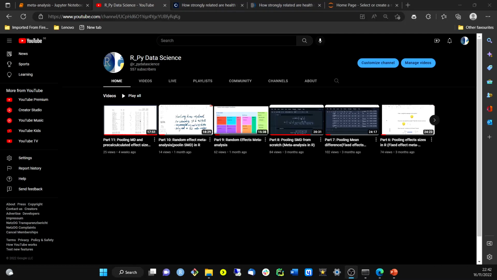Hi everyone, so let's continue from where we stopped last time. Last time we have seen pooling mean difference and also pooling pre-calculated effect sizes. We have already covered that. That was on part 11. Today's will be part 12. So we will continue from that, and today's session will be about correlation.